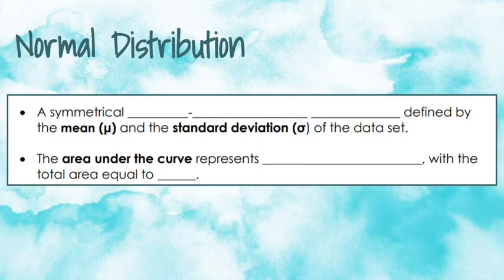So normal distribution is a symmetrical bell-shaped curve defined by the mean, mu, and the standard deviation, sigma, of the data set. The area under the curve represents the probability with the total area equal to 1.